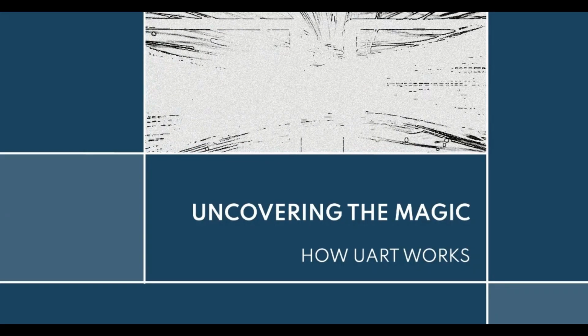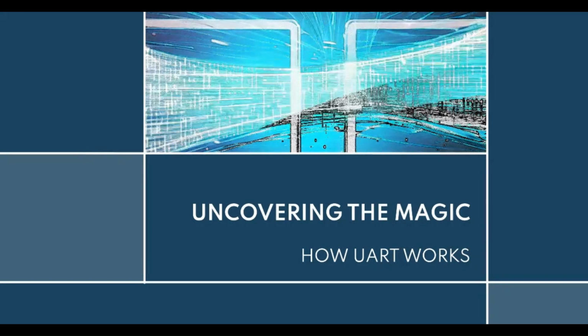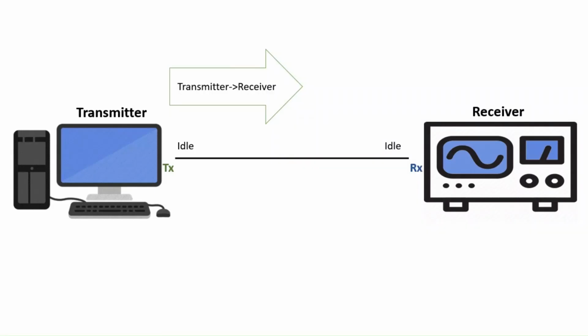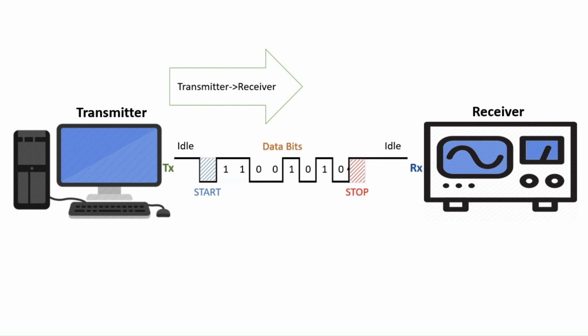Now that we've grasped the basics of UART, let's uncover the magic of how it works in detail. UART communication is typically carried out using two wires, a transmit TX line and a receive RX line. When one device wants to send data, it initiates the conversation by sending a start bit, think of it as saying hello. Following the start bit, the data bytes are sent one bit at a time. Each data byte is followed by a stop bit, our goodbye.